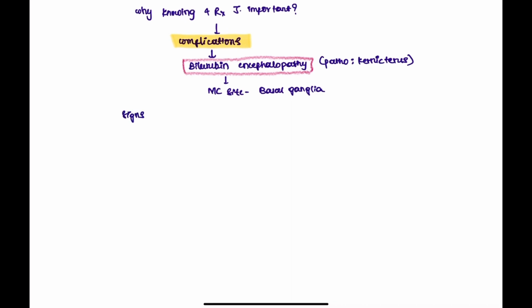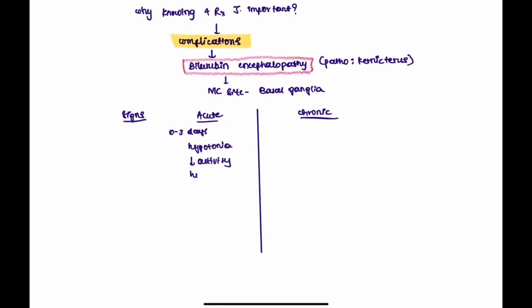There are different signs of bilirubin encephalopathy. Bilirubin encephalopathy can present as an acute form or a chronic form. In the acute form, if a child presents between 0 to 3 days, initially there will be hypotonia, decreased activity of the child, and the child will have a high-pitched cry, which is also called a shrill. If the child presents after 3 days, then the child will have hypertonia.